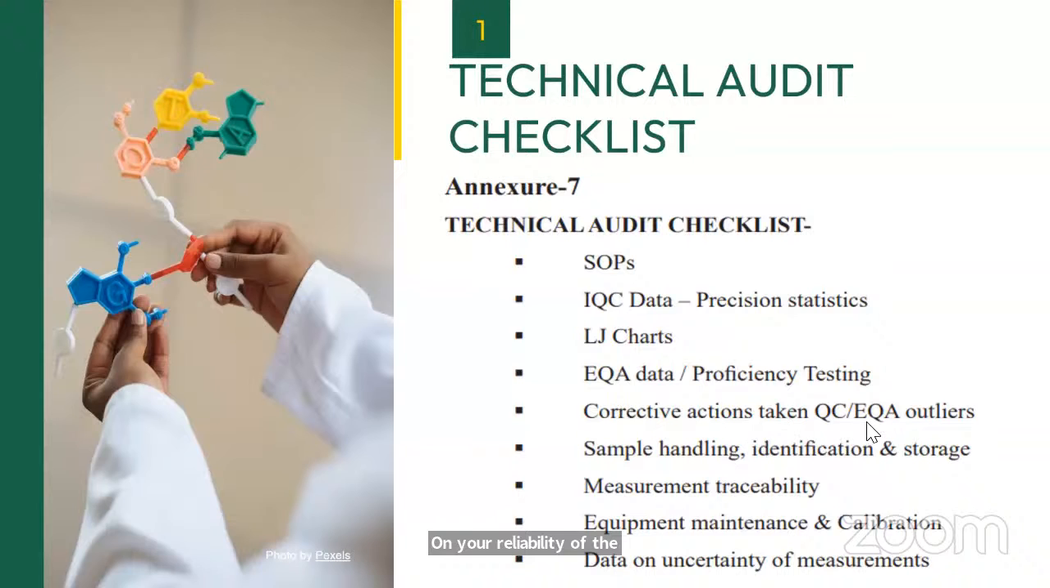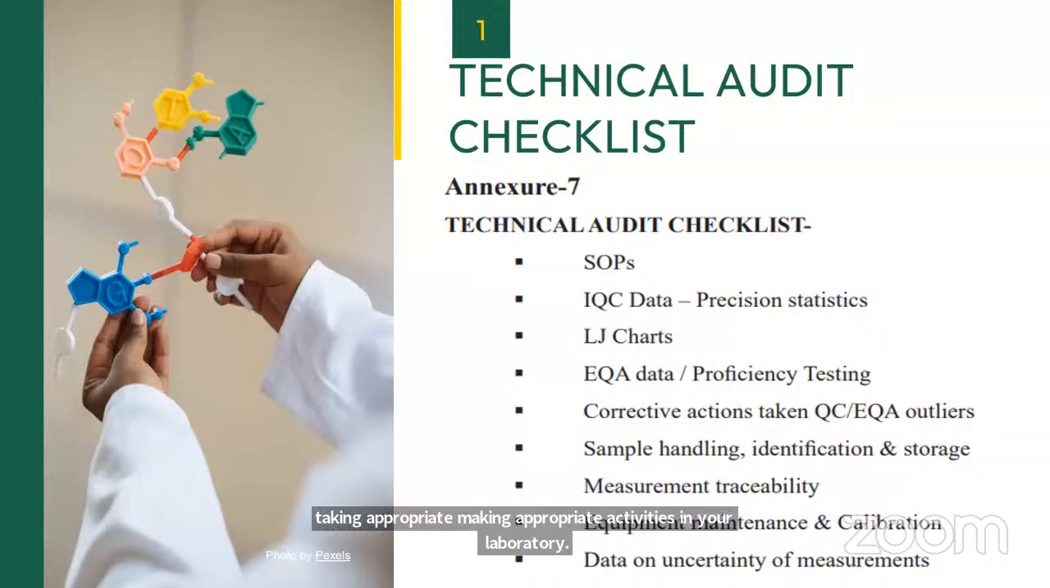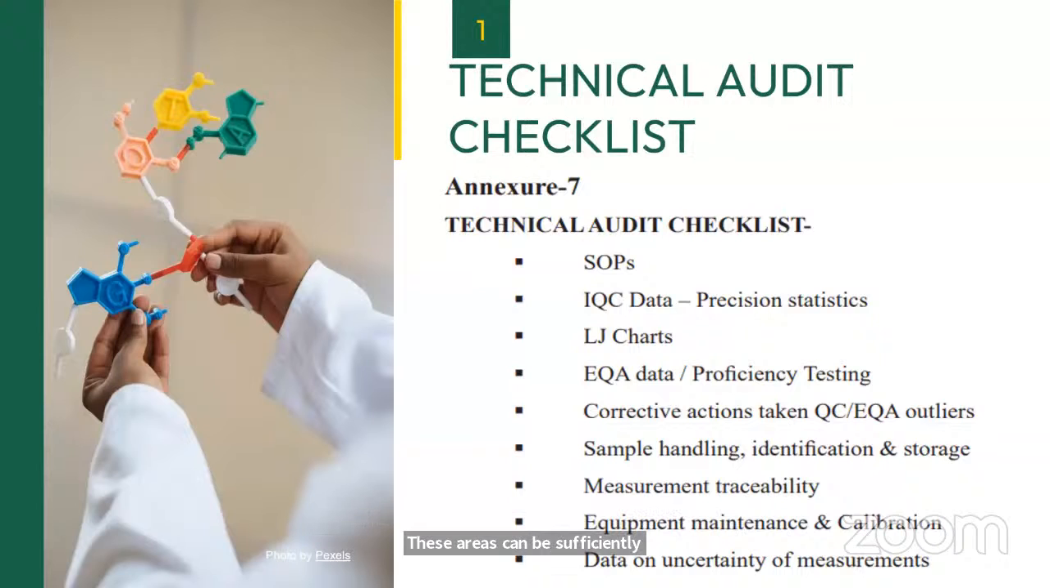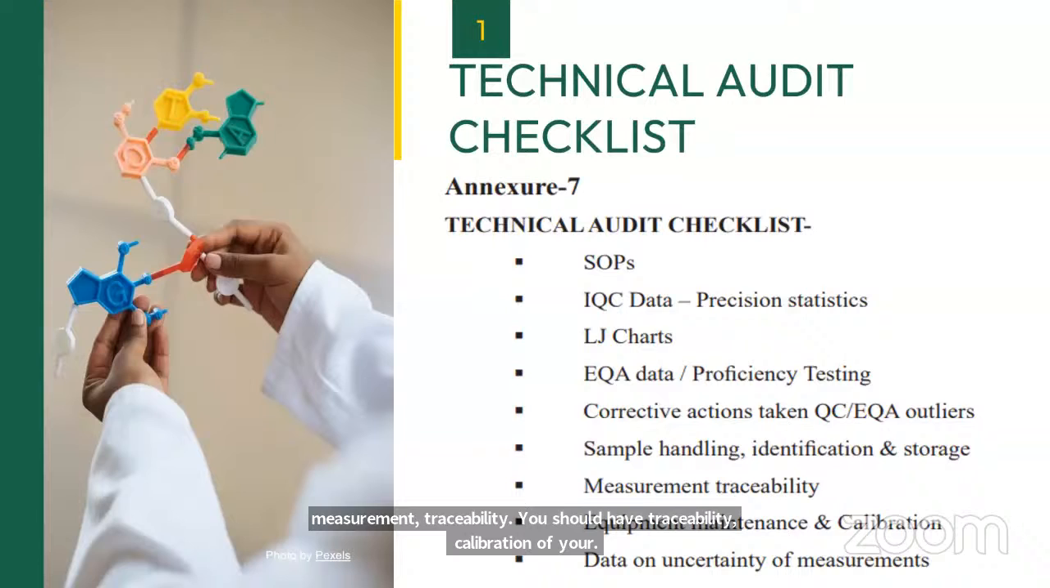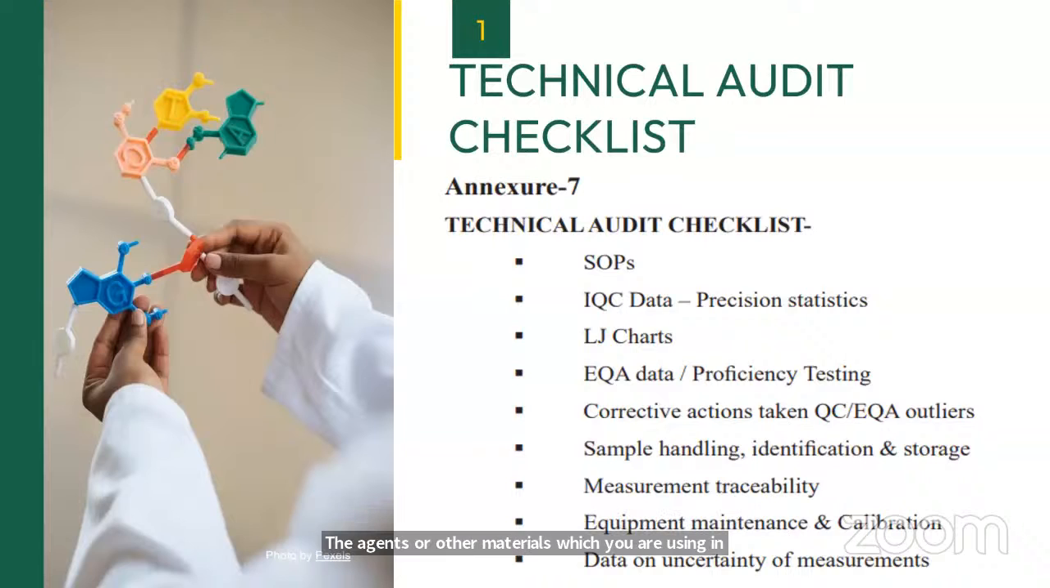Corrective actions which are taken in case of QC or EQA outliers, sample handling, identification and storage. These areas also should be audited. Now sample handling, identification and storage can be audited by observations, by interviewing questions, or by making appropriate activities in your laboratory. These areas can be sufficiently audited. Then measurement traceability: you should have calibration traceability of the reagents or other materials which you are using in your laboratory. Those should have appropriate traceabilities.